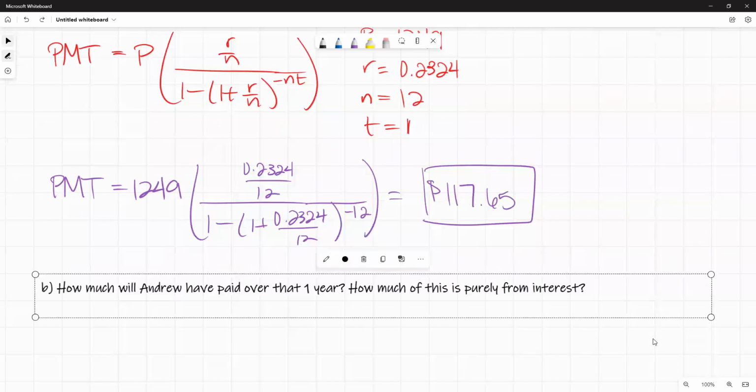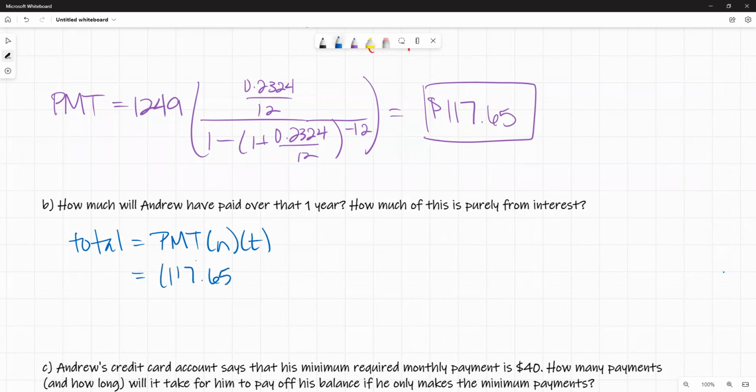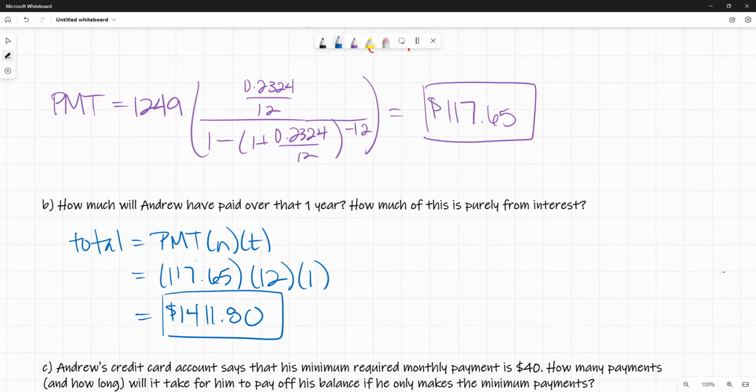How much will Andrew have paid over that 1 year total, and how much of this is purely from interest? Remember our totals calculation: we can get that by taking our PMT times our N times our T. So we take our monthly payment of $117.65, multiply it by 12 and by 1. When you multiply that all out, we should be getting $1,411.80. So that's how much he ends up paying for this laptop.